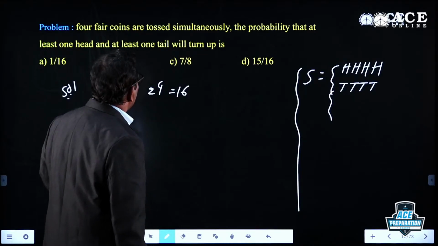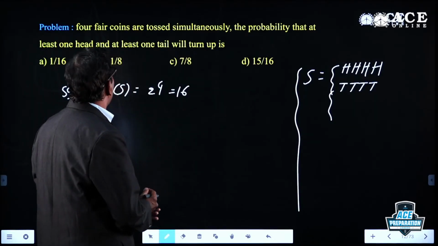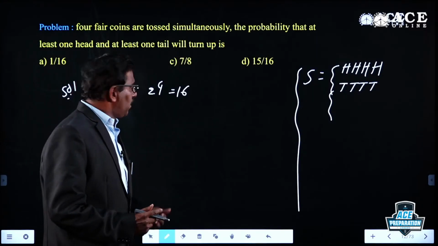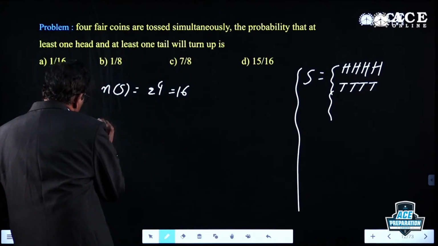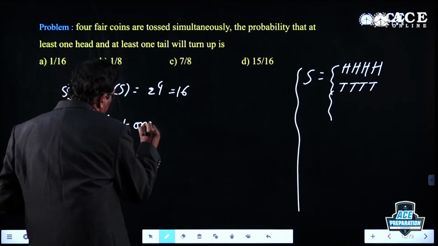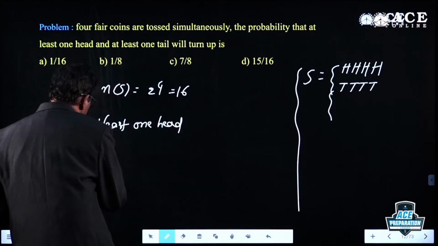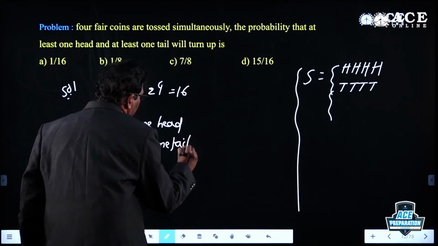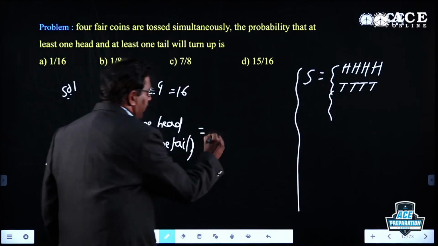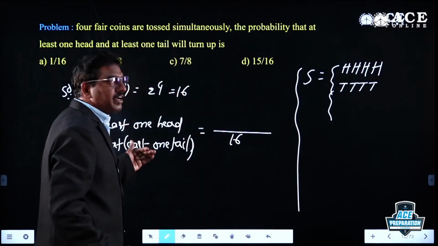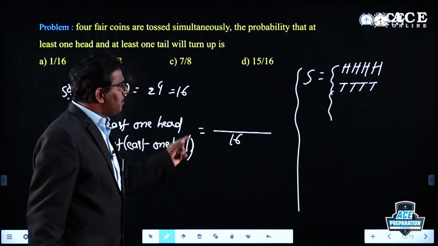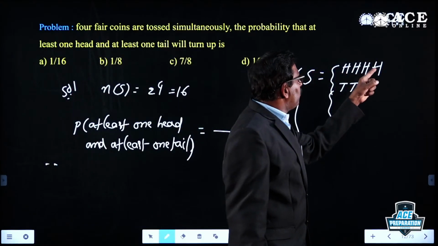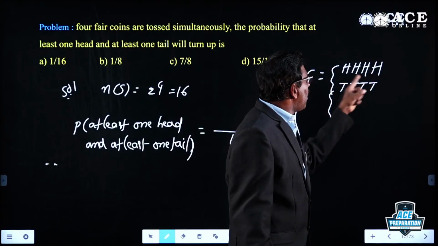Now coming to the numerator. Numerator always comes from the question. What is the question here? The probability that at least one head and at least one tail will turn up means P of at least one head and at least one tail. Simple logic, think carefully here. Denominator 16. At least one head and at least one tail means you have to observe both head and tail combination in each and every outcome. See this: here there is no tail, all are heads only. Here all are tails only.